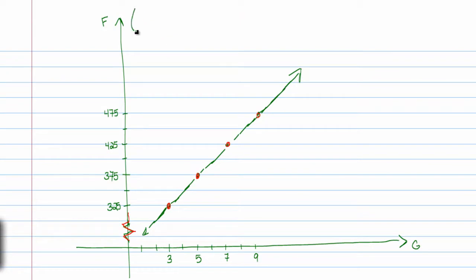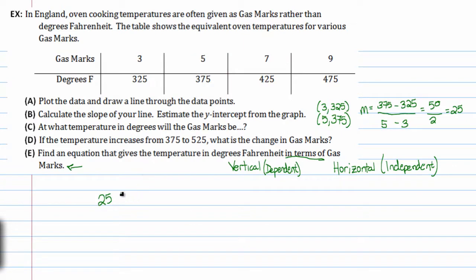The units for the vertical axis are degrees Fahrenheit, and these are just gas marks. That's what the units are here, just gas marks. They didn't really give us any type of happy unit. So rise over run tells me 25 degrees Fahrenheit per gas mark, which should make sense. Every time I increase by 25 degrees Fahrenheit, I get another gas mark. So if I increase by two sets of 25, in other words, if I increase by 50 degrees, I have also increased by two gas marks.